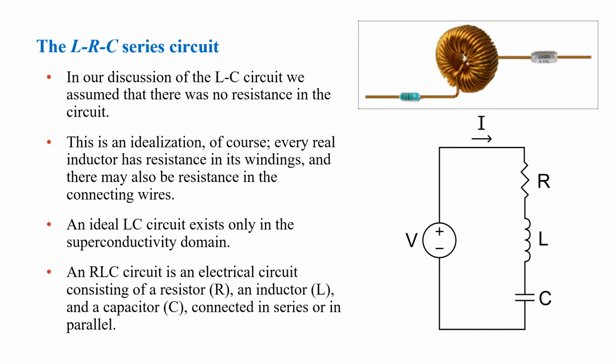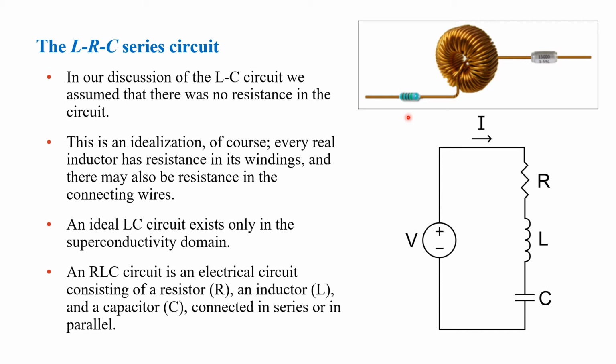In our discussion of the LC circuit, we assumed that there was no resistance in the circuit. Thus, you have your sinusoidal terms. This is actually an idealization, of course, because every real inductor has resistance in its windings. So even inside your inductor, there is resistance here. And there may be resistance in the connecting wires, of course. An ideal LC circuit exists only in the superconductivity domain, which is at very low temperatures.